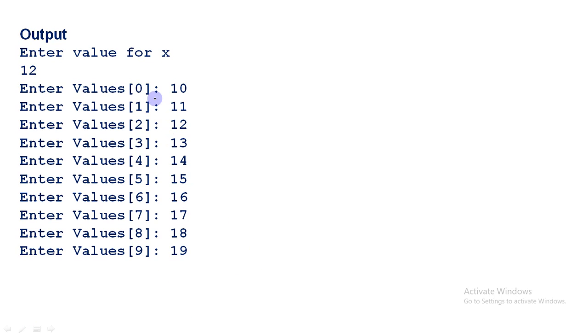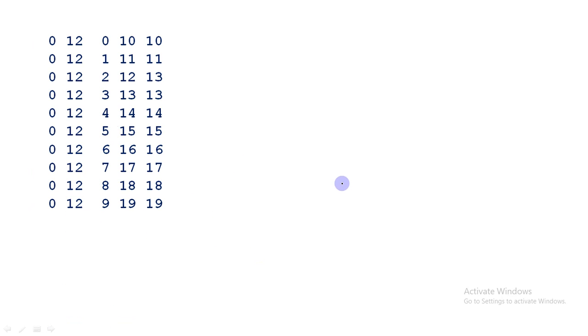Upon running, enter the value of x equal to 12. Then enter the values starting from 0. These are all the different values that go into an array called values: 10, 11, 12, 13, 14. This is what the user has entered, and this is how the printing takes place.